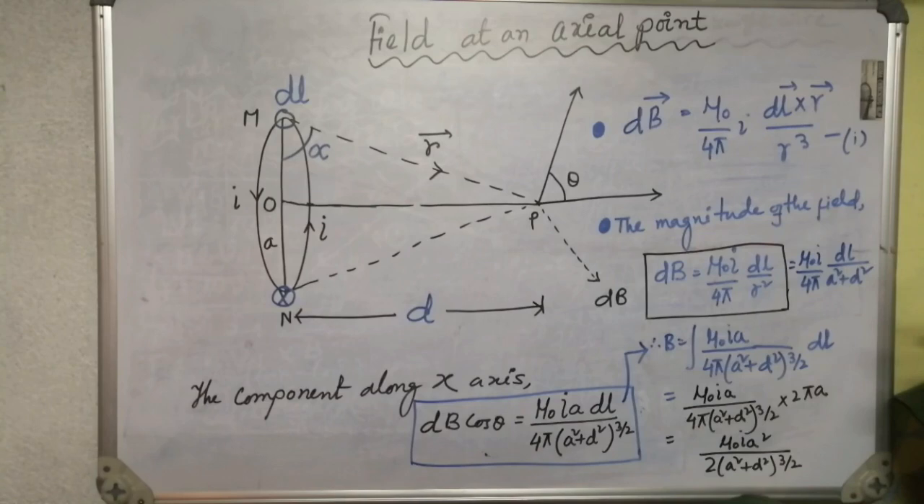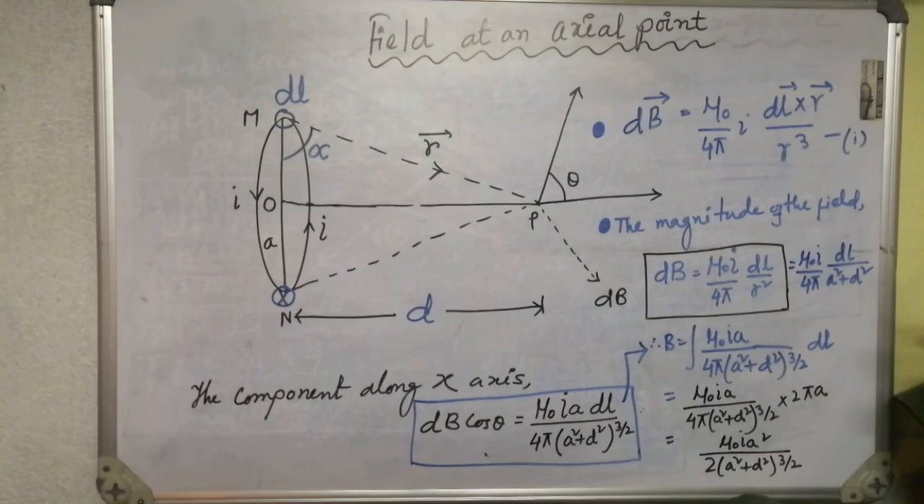Now our topic is field at an axial point. Consider a circular loop of radius A carrying a current I. We have to find the magnetic field at a point P on the axis of the loop at a distance D from its center O. See the figure. The figure is drawn accordingly. According to the figure, the loop is perpendicular to the plane of the figure while its axis is in the plane of the figure. The current comes out of the plane at M and goes into it at N.